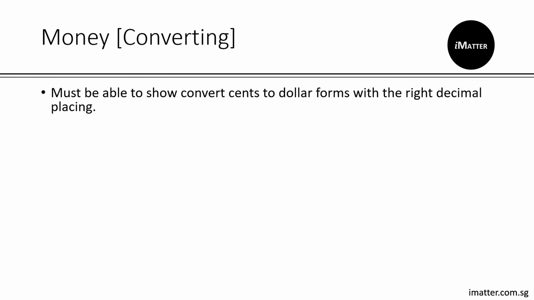Now for converting money, you must be able to show and convert cents to dollar forms with the right decimal placing. Now let's try the first one. How do you represent 70 cents in dollars? This is how you should represent it. The dollar sign comes first, and then a 0, the decimal place, and then 70 cents. Do take note that when you use the dollar sign, you don't also use the cent sign. And if there is no dollars, you should write it as 0.